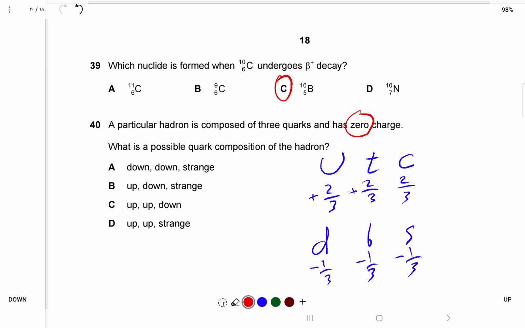If you look at option B, up, down, strange, let's calculate. Up is 2 over 3, down is negative 1 over 3, and strange is negative 1 over 3. All of them will add up to 0. Option B is the correct answer. And like this, we have solved this paper. Hopefully, you understand every single question, and thank you very much indeed.